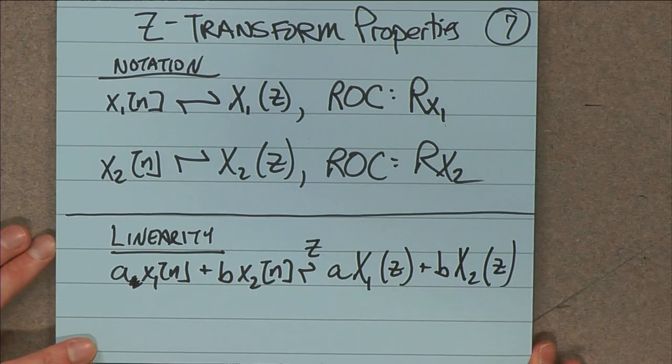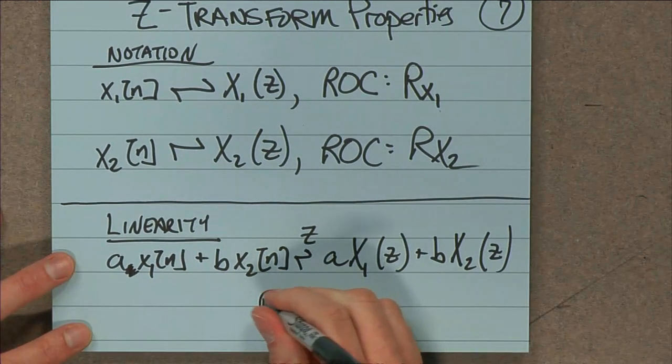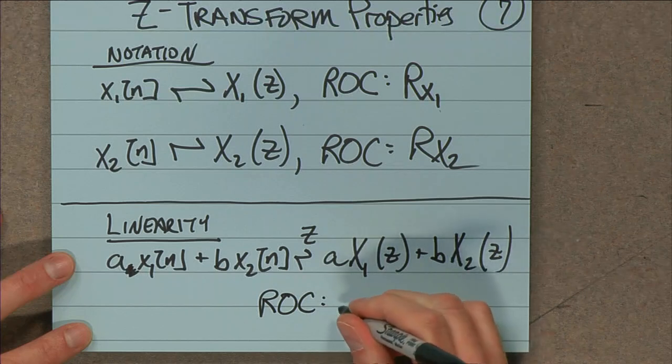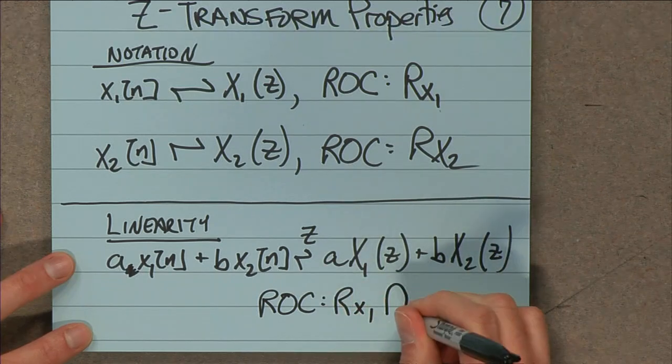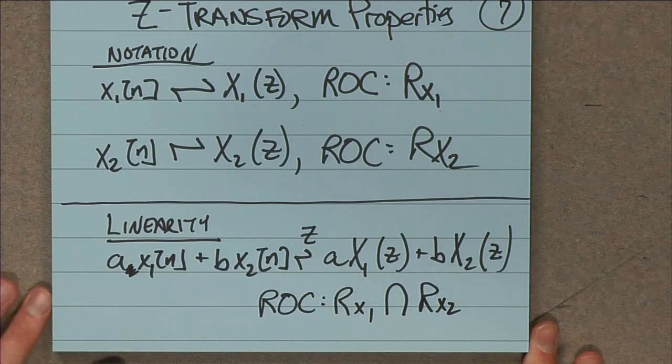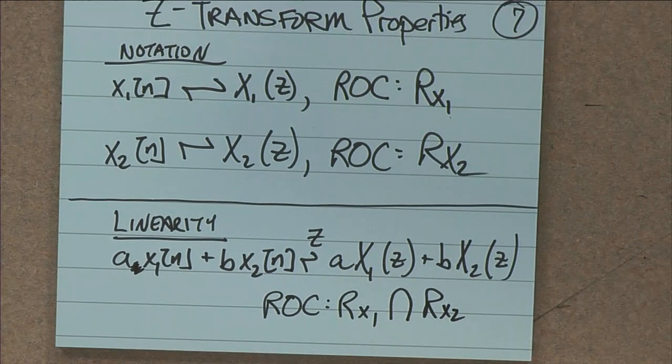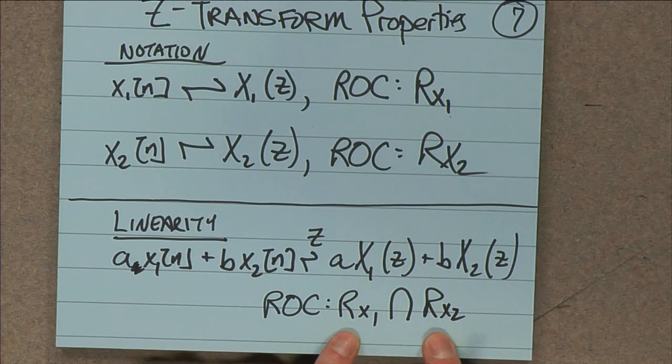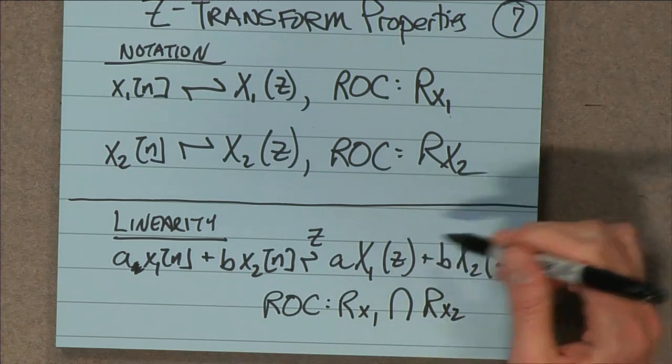And what about the region of convergence? It needs to be the overlapping portion of the two. And I think we talked about that earlier. You can't have one where it partially exists. It either exists or it doesn't. So the region of convergence must satisfy both the regions of convergence for x1 and x2.